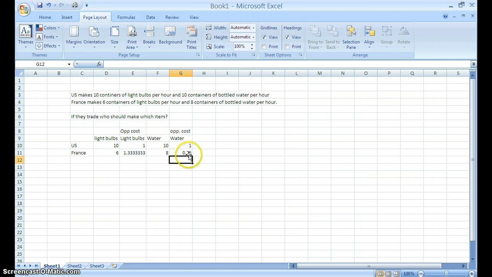On the other hand, France has an opportunity cost of 0.75 to make water, and the United States has an opportunity cost of 1 to make water. Therefore, France has the comparative advantage. They have the lowest opportunity cost. Now let's put this to the test.